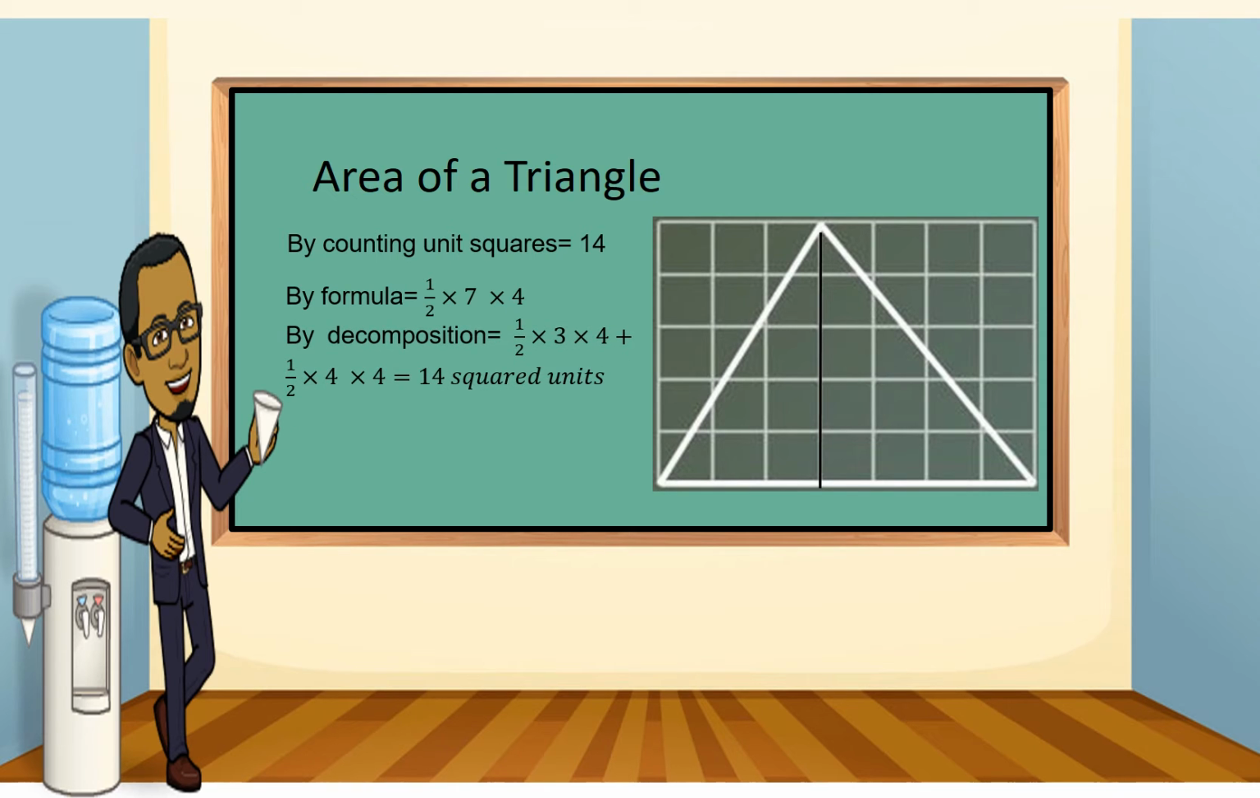Additionally, we could break it into two right-angled triangles and find the total areas. This would be half of 3, which is 1.5, multiplied by 4, giving us 6 square units for the first region, and half of 4, which is 2, multiplied by 4, giving us 8 unit squares for the second region. The total of 6 and 8 square units would be 14 square units.